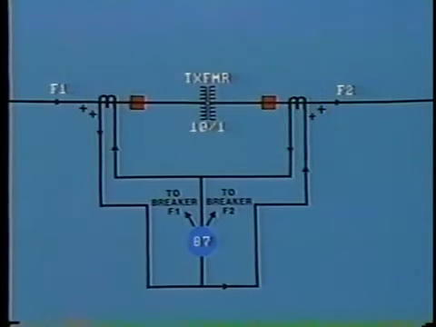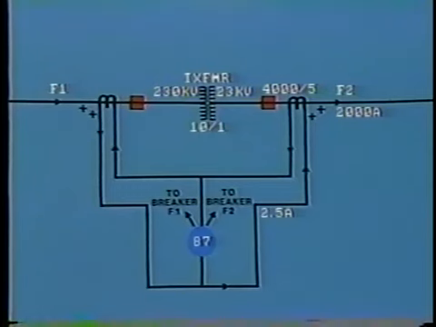In this example, we have a 10-to-1 step-down transformer. That is, from 230 kV down to 23 kV. And for simplicity, we are dealing with the single line diagram. Let's assume that normal load current on the secondary side is 2,000 amps. Then the chosen CT ratio will probably be 4,000 to 5, giving us 2.5 amps in the secondary circuit. For this condition, the high voltage primary current will be 200 amps, ignoring transformer losses.